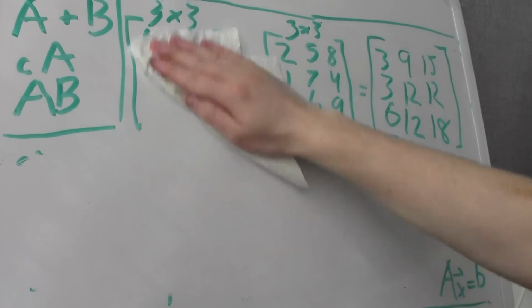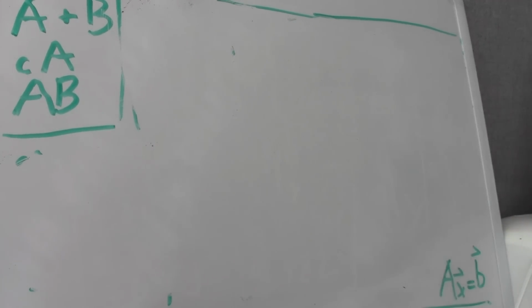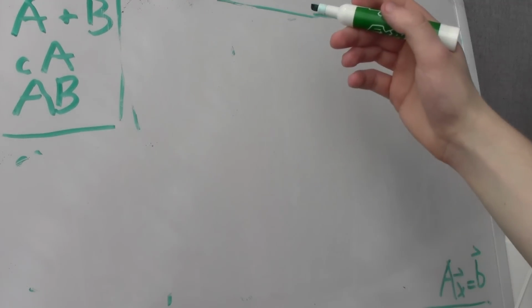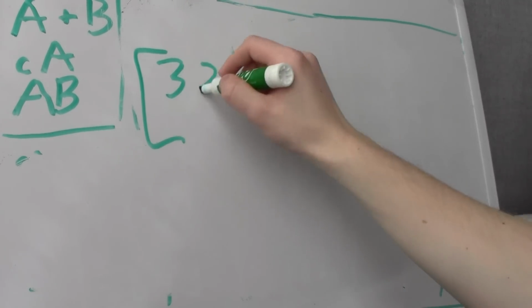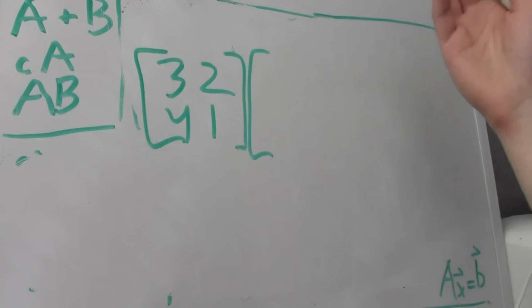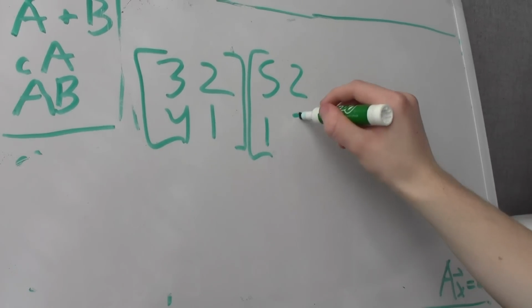Now we get to matrix multiplication. This is actually a lot more complicated, because for matrix multiplication, you have to have certain properties. First, you have to have two matrices side by side. So we're going to make these matrices, let's make it 3, 2, 4, 1 times, there's no sign, you just put it right next to it, 5, 2, 1, 2.